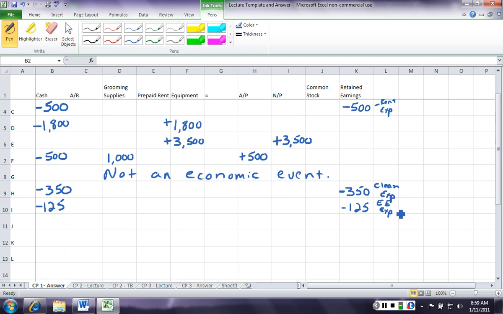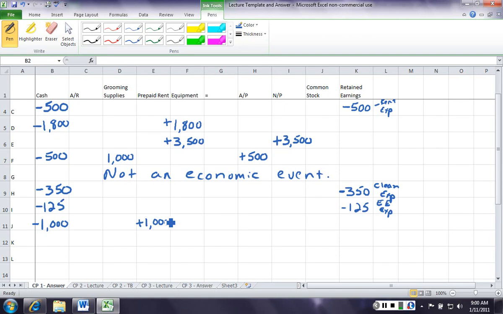And then on J, we pay $1,000 in cash to Redmond Property for December and January's rent. So cash is going to go down $1,000, but our prepaid rent is going to go up $1,000. Prepaid rent is where we're paying something ahead of time. So we have an asset because we have the right to that space for 2 months. Further down the road, we'll teach you how to adjust that out. So prepaid rent is an asset.